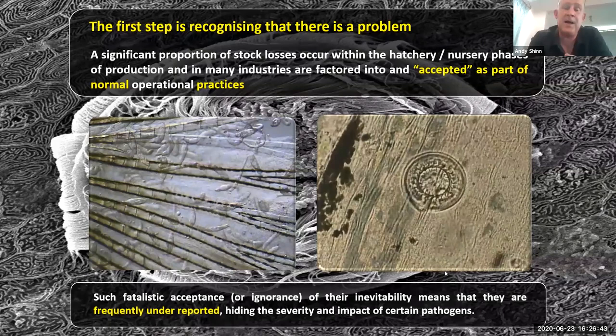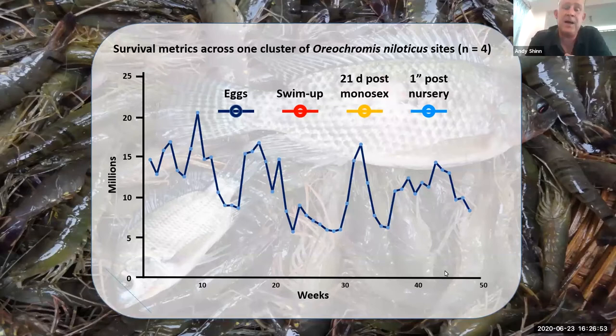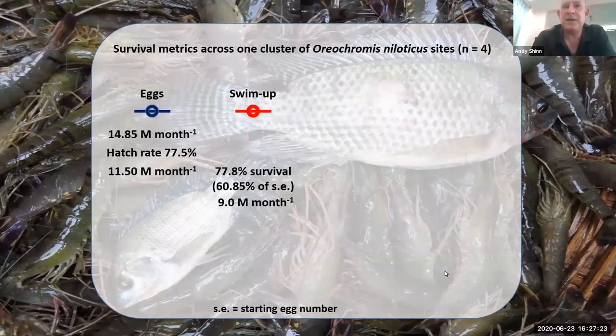So here we can see egg production, and these consequentially develop into the swim up fry stage. They then go through the monosex stage, and finally through to the 1-inch post nursery stage. Now, if we begin to break these figures down a little bit and apply some figures, here this is the number of eggs each month, and I've put the hatch rate, and then for survival, I've put the survival rate, which is around 60%. About 48% of the starting total will survive to the 21-day monosex, and then perhaps 40% of the starting number will survive to the 1-inch post nursery. So you can see we have between a 70 and 80% survival at each stage.